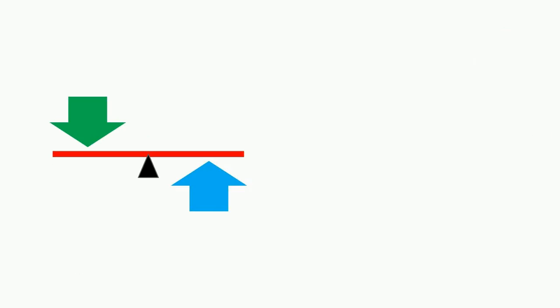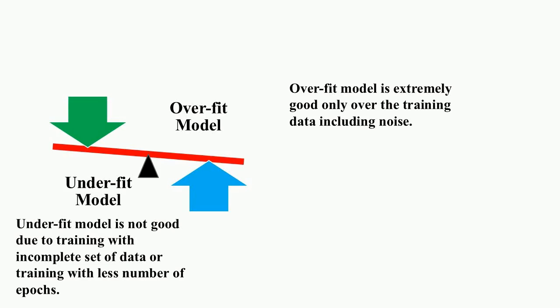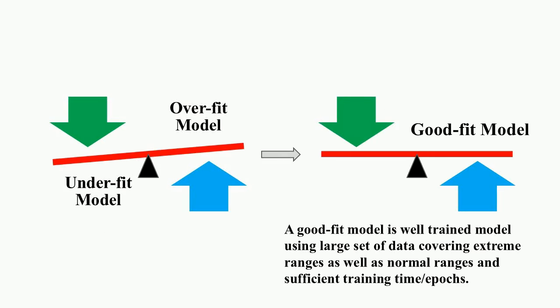Then how to get a well-trained machine learning model? An underfit model is not usable as it's not trained with the complete data set or is trained for a shorter period of time, that means a smaller number of epochs. And an overfit model is good for the training data set only. To counter this, a good fit model is one that is trained on a large set of data for a sufficient number of epochs, using a reasonable mean square error as the training termination. The data set should cover the normal range as well as the extreme ranges on either side.